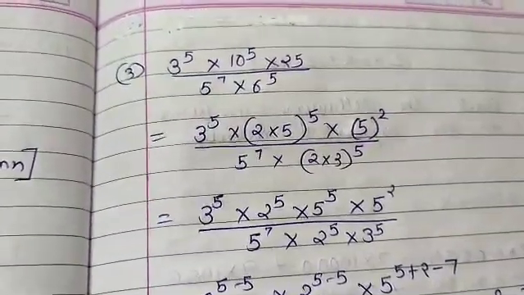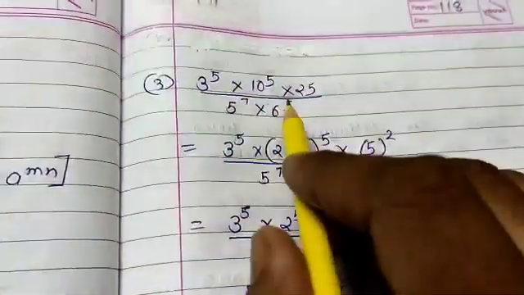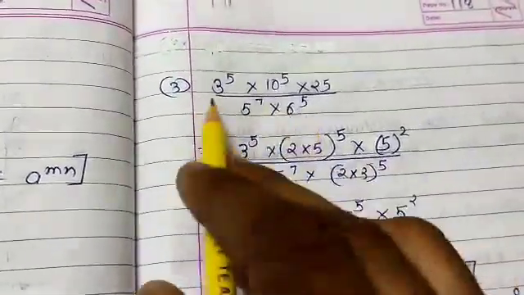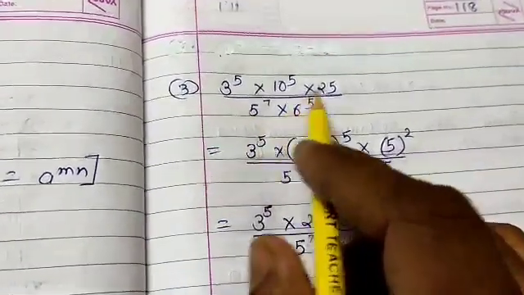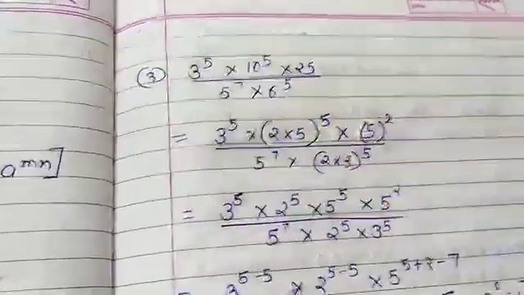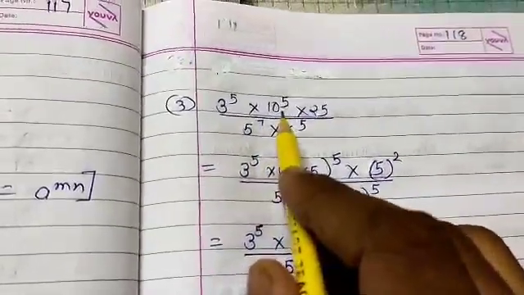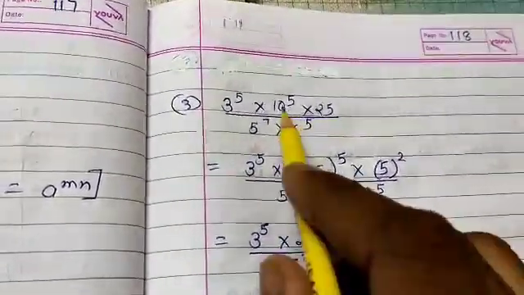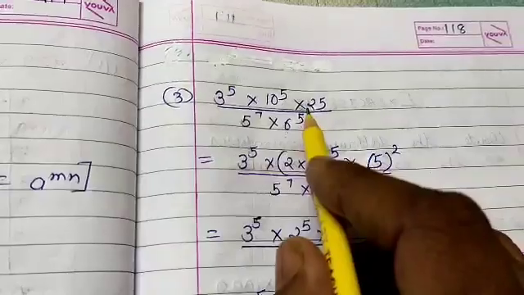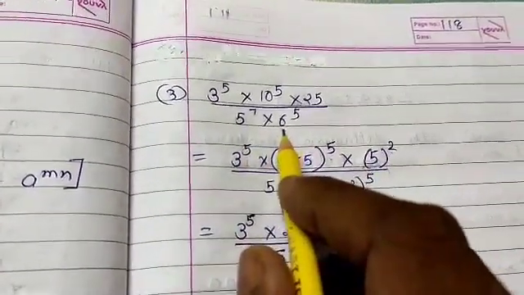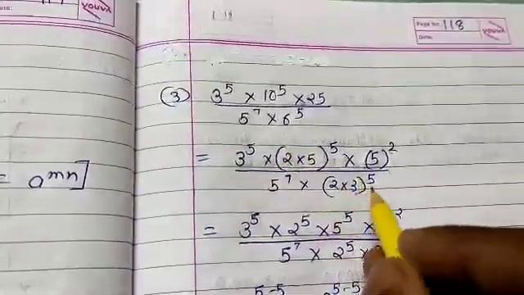Let us see the next sum. 3 raised to the power 5 multiplied by 10 raised to the power 5 multiplied by 25 divided by 5 raised to the power 7 multiplied by 6 raised to the power 5. Now here 3 is prime, 10 is not prime, 25 is also not prime, and 6 is also not prime. So in place of 10, we will write (2 multiplied by 5) in brackets, whole raised to 5. Then in place of 25, write 5 raised to the power 2. Then in place of 6 we will write (2 multiplied by 3) whole raised to the power 5.